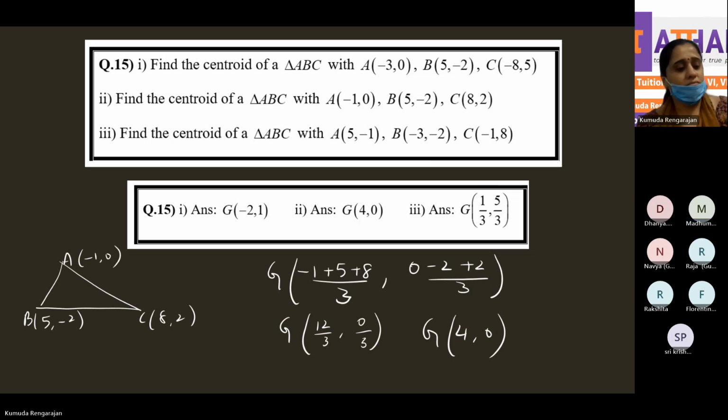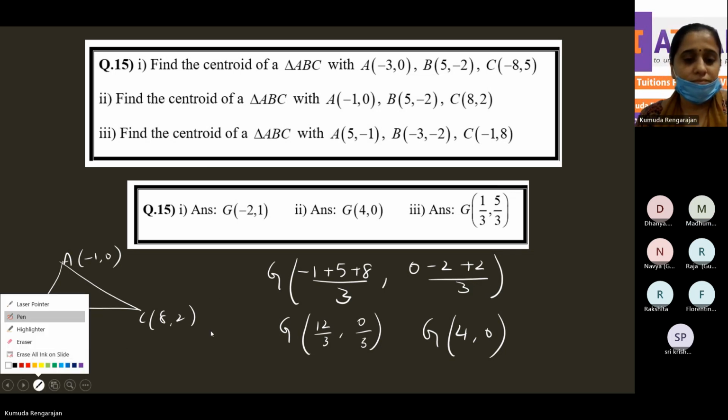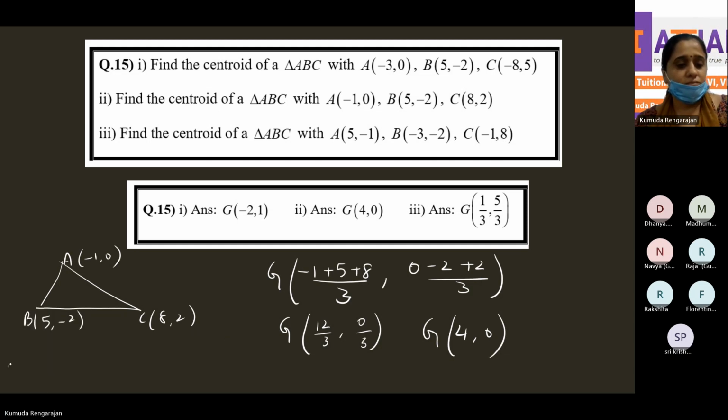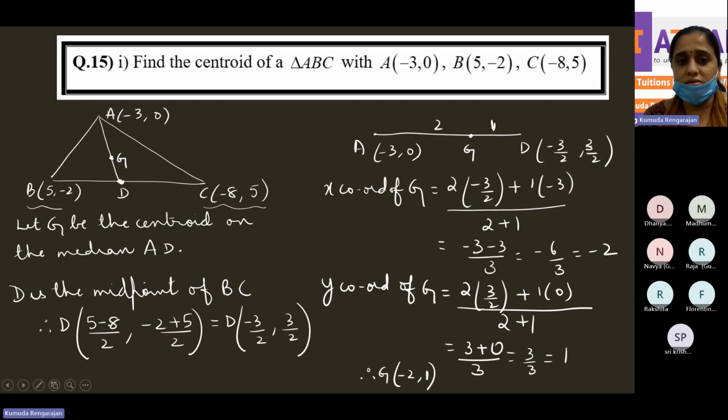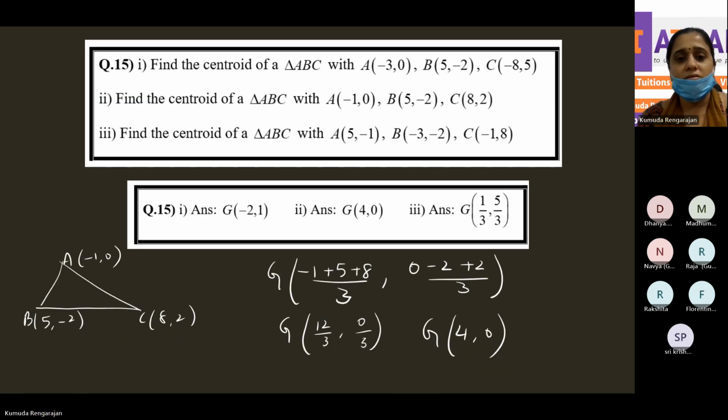Complete, ma'am. Done this one? Finished? Now we'll do the third one using this procedure, but not using the median on BC. We'll use some other median. Okay. Take down the third question. Find the centroid, the third subdivision.